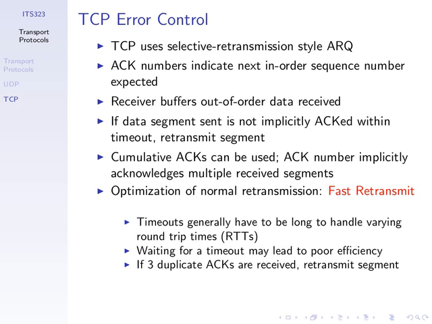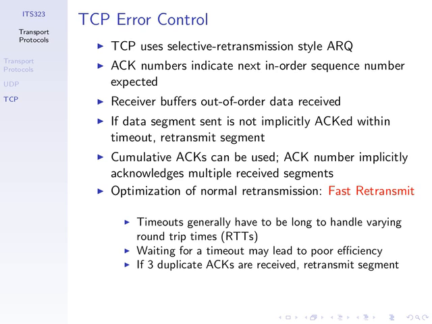In selective reject or selective retransmission, we send a set of segments. If we notice one of them is missing, then we'll retransmit just that one. For this to work, the receiver needs some buffers to store the segments that have been received out of order. We'll see that in our example.